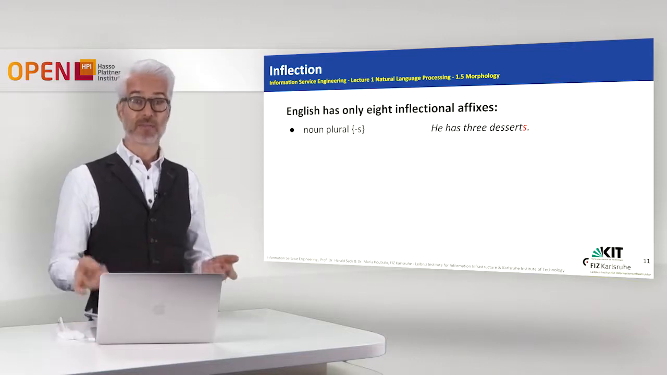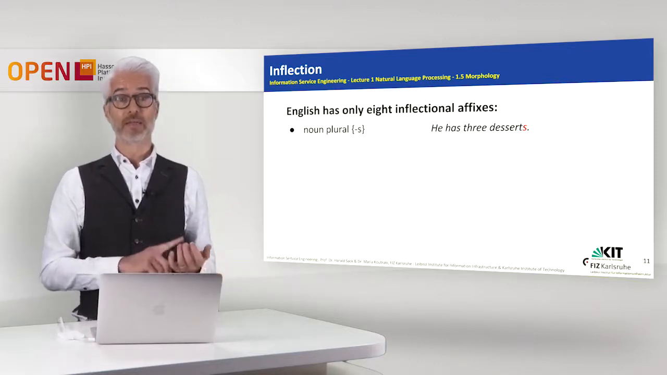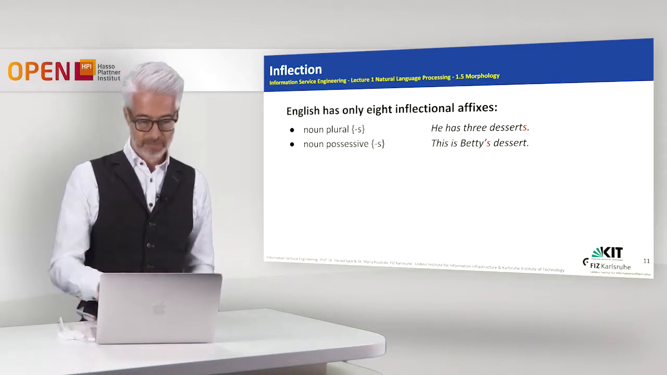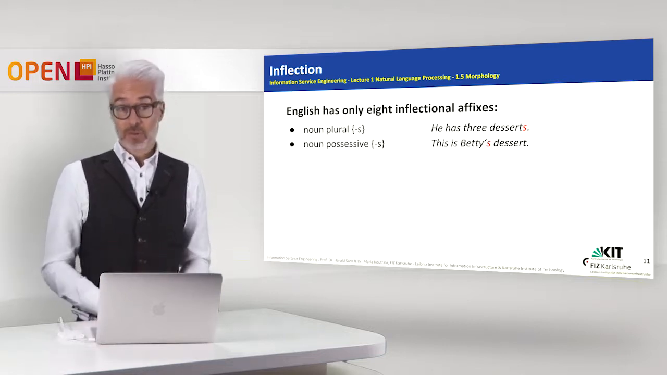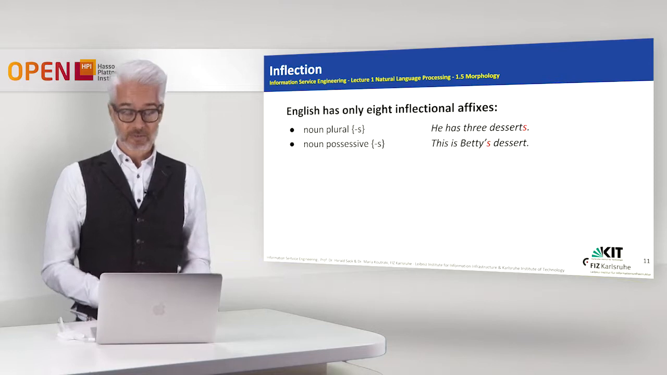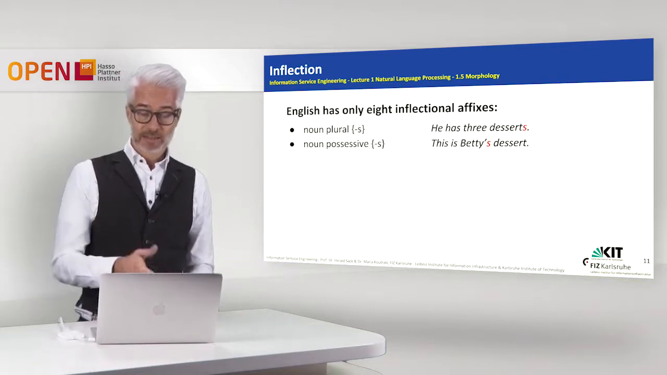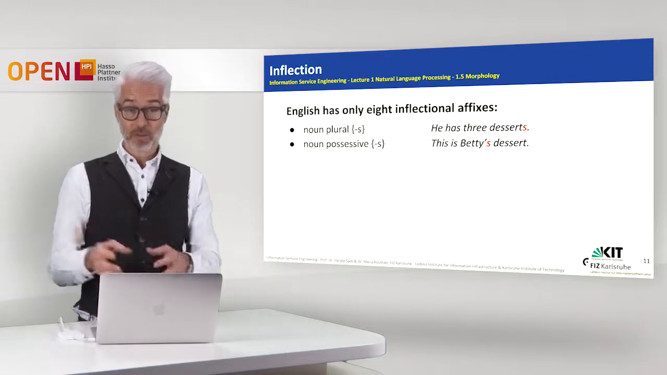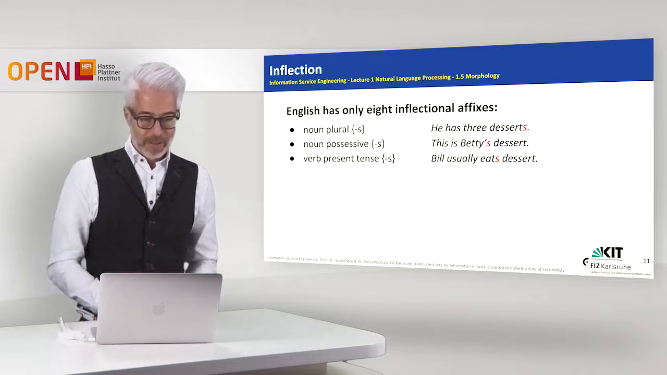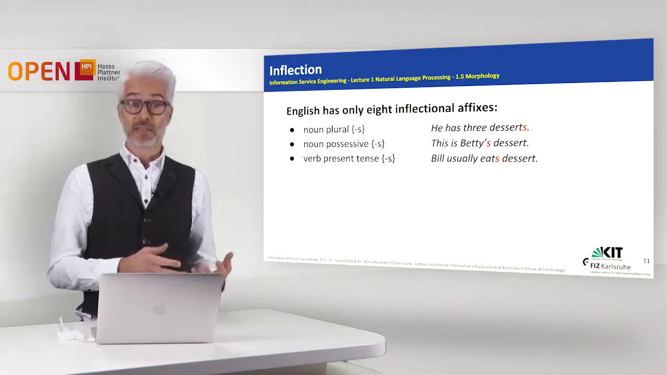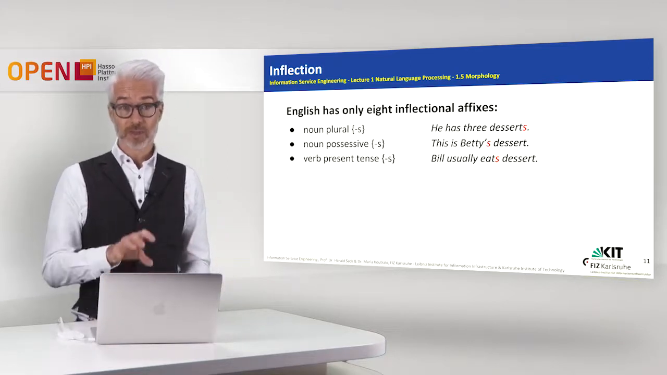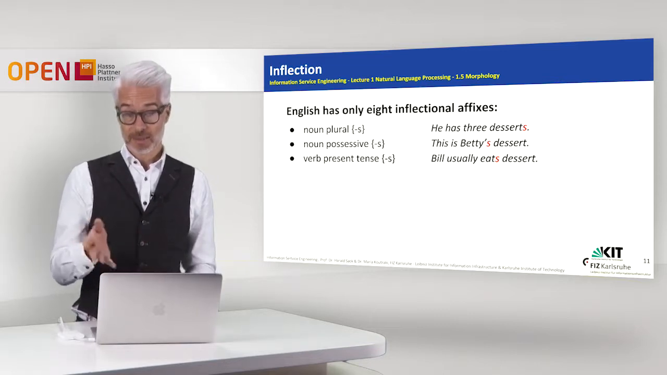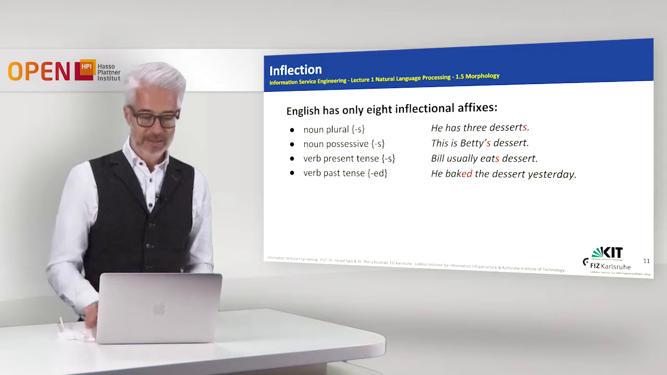So this is easy to remember. First of all, of course, to make something from singular to plural, there is the noun plural s. So a simple example, he has 3 desserts. There is another s that can be put onto a noun, that's the noun possessive s. So for example here it's the genitive s. This is Betty's dessert. There I put behind an apostrophe an s to make clear that this dessert belongs to Betty. Then also if I add the affix s to a verb, this is usually used to express present tense for a verb. So Bill usually eats dessert. This means this s expresses present tense.